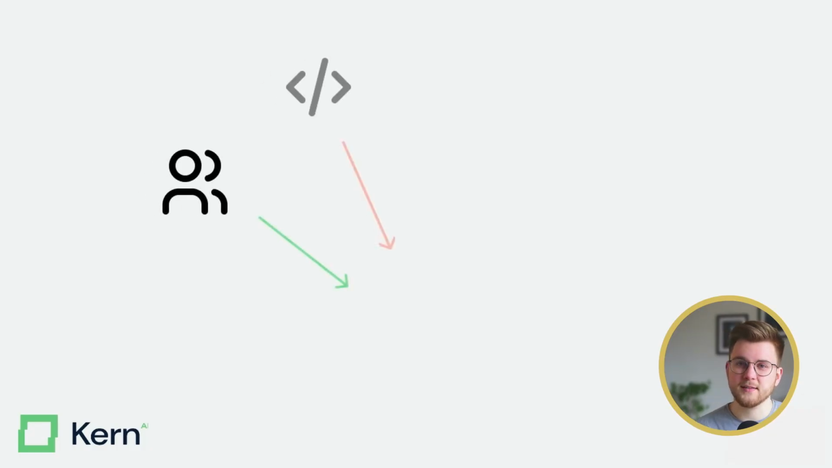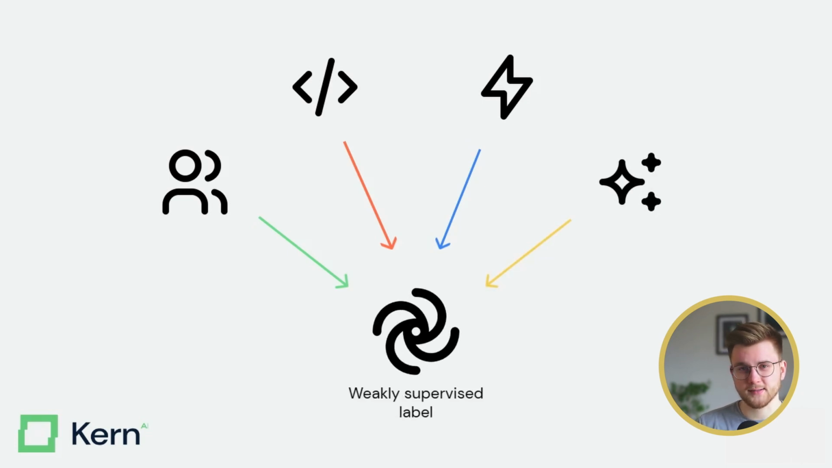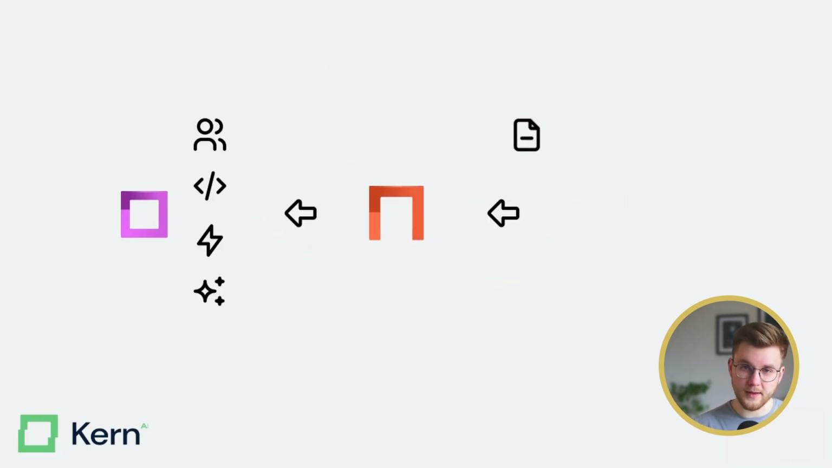Then we can either combine our labels into a single weakly supervised label and build a model out of that, or we can continue using our refined label sources directly in a production environment. Now let's take a look at how to use weak supervision in a project.